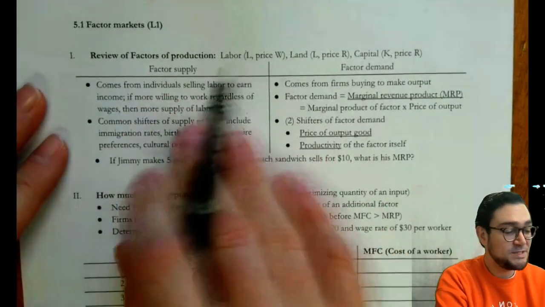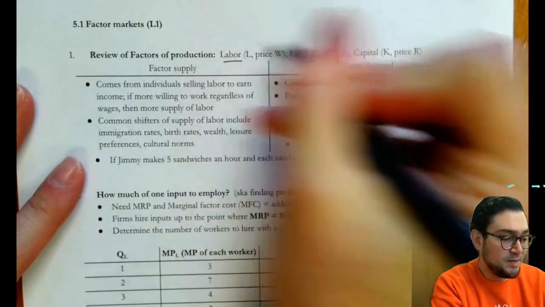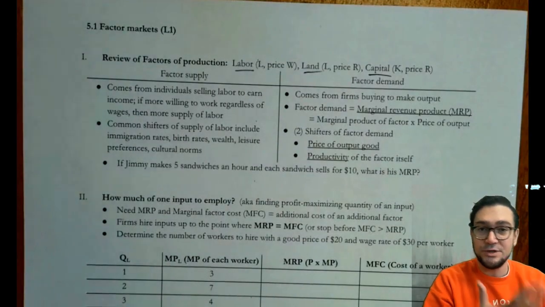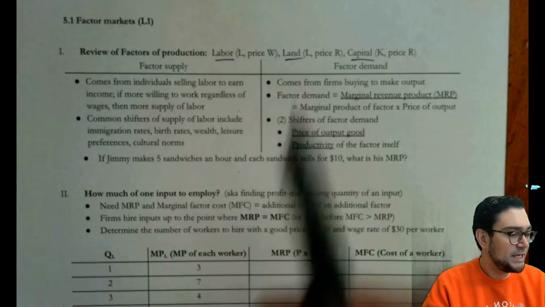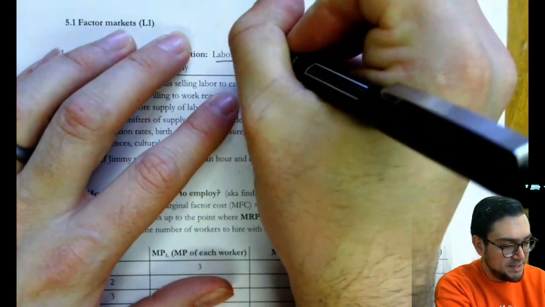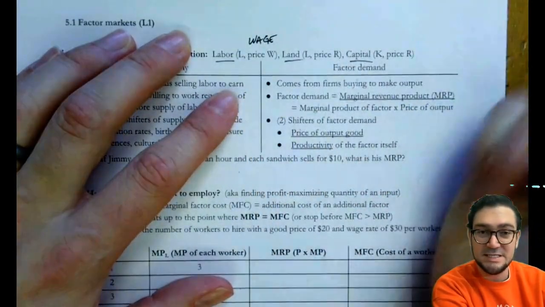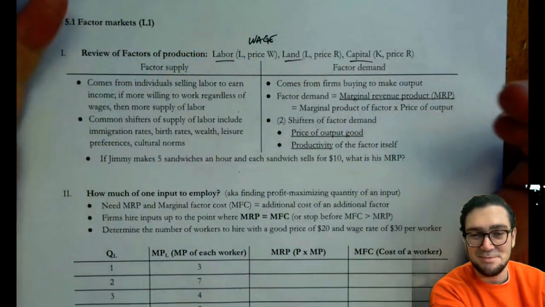Okay, so in this first section, I'm just going to quickly review factors of production with you. Remember that there are labor, land, and capital. We talked about those in Unit 1. Those are the inputs used to produce other things. And in this unit, we're going to use L as an abbreviation for labor. We're going to price labor with wages rather than prices. We use W. We're also going to abbreviate land sometimes with an L. Also, a lot of people just write the word land.